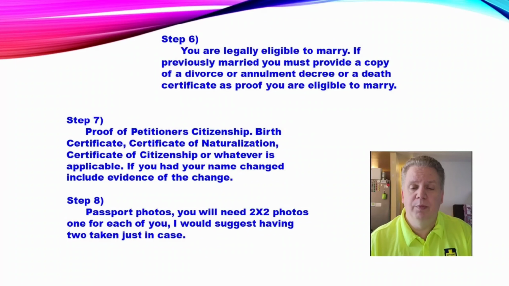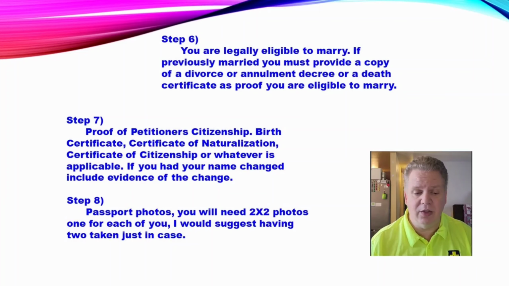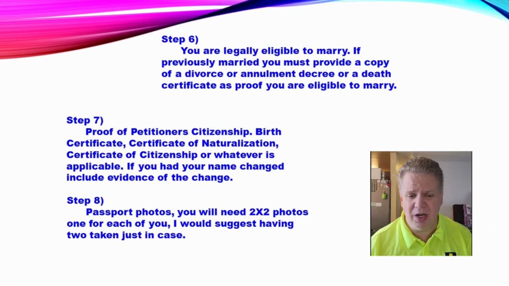Step 7, proof of the petitioner's citizenship. That means a copy of your birth certificate, certificate of naturalization, certificate of citizenship, whatever is applicable. If you've had your name changed, make sure you include the documents supporting that as well.